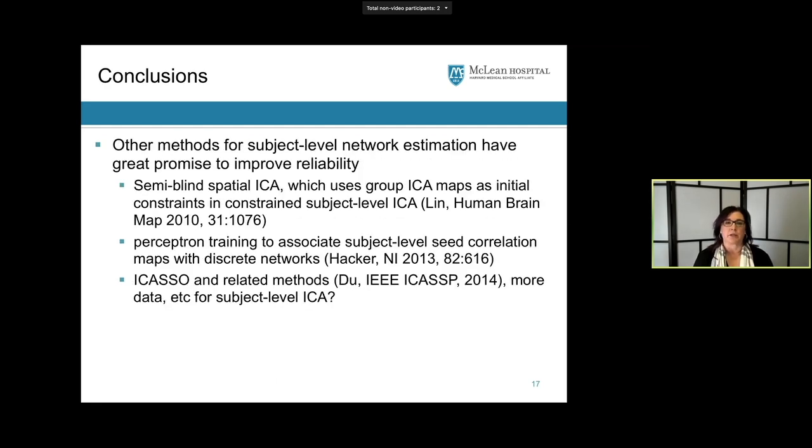So maybe we can look to other methods for subject level network estimation that have great promise to improve reliability for these kinds of studies. Constrained subject level ICA techniques, other machine learning methods, and even incorporating stability measures into the estimation for subject level ICA and for back reconstruction may all lead to improvements in subject level network estimation.